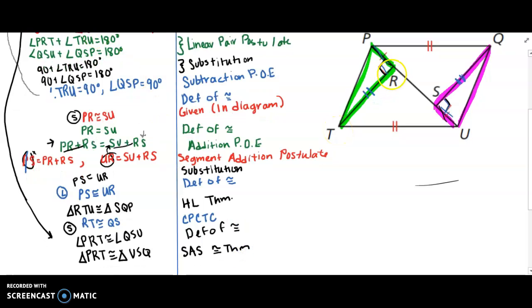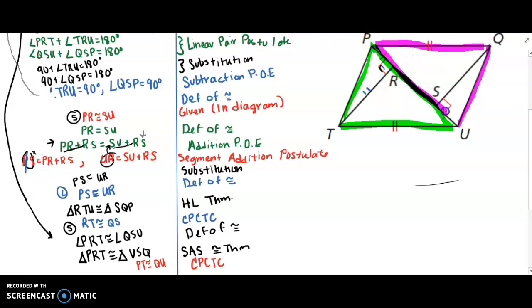All right, so now I'm going to erase parts of these, and I'm going to leave that. So I can say that PT is congruent to QU. And that's by CPCTC of the two triangles I just did. All right, now we're in a good position to show what we need to show, that this triangle here is congruent to this triangle here. So what I want you to do is look at what you have, look at what you need, and then prove that they're congruent, and then we'll go over them.